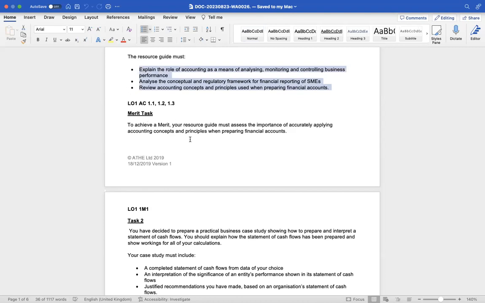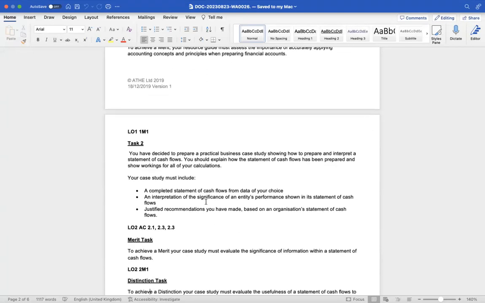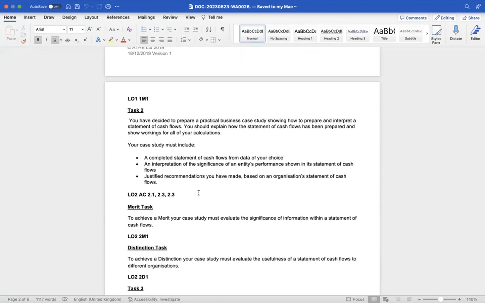So that's it. Then we'll come to task 2. When you start writing task 2, the task 2 requirement is that you have decided to prepare a practical business case study showing how to prepare and interpret a statement of cash flow. You should explain how the statement of cash flow has been prepared and show working for all your calculations.